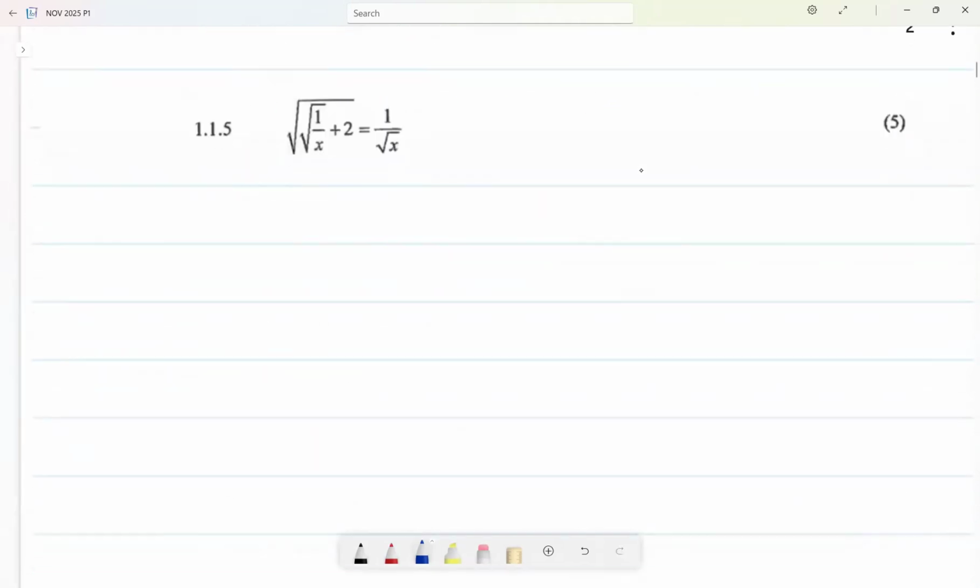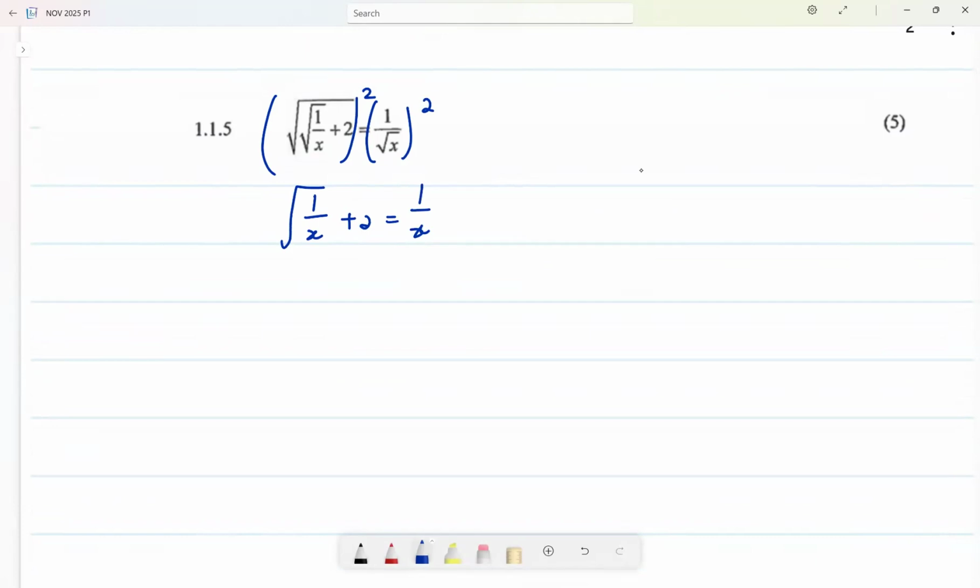Fine, let's move on to 1.1.5. Now we have surd form. First things first, let's square both sides. When I square both sides, I'm left with square root of 1 divided by x plus 2 equal to, when I square that one, 1 divided by x.